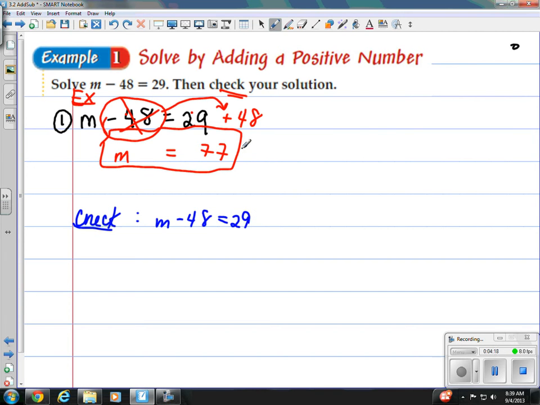Now what we're going to do is replace m with 77. So m is 77 minus 48 equals 29. And now we solve out the left side, to make sure it checks. So 77 minus 48 is 29. 29 equals 29. So we check. Our answer is good. Our answer is m equals 77. If you've noticed how I've boxed it in, be sure to do that with yours as well. That way it makes it easier to see the answer.